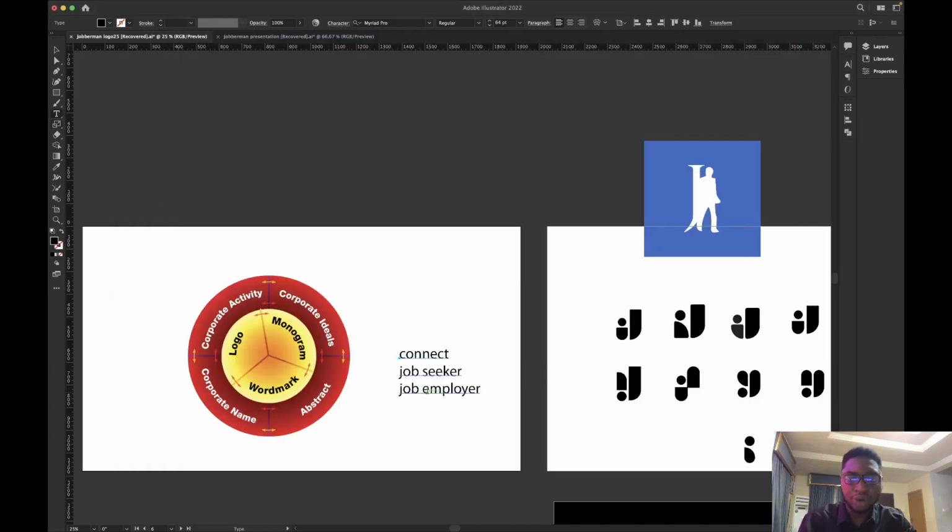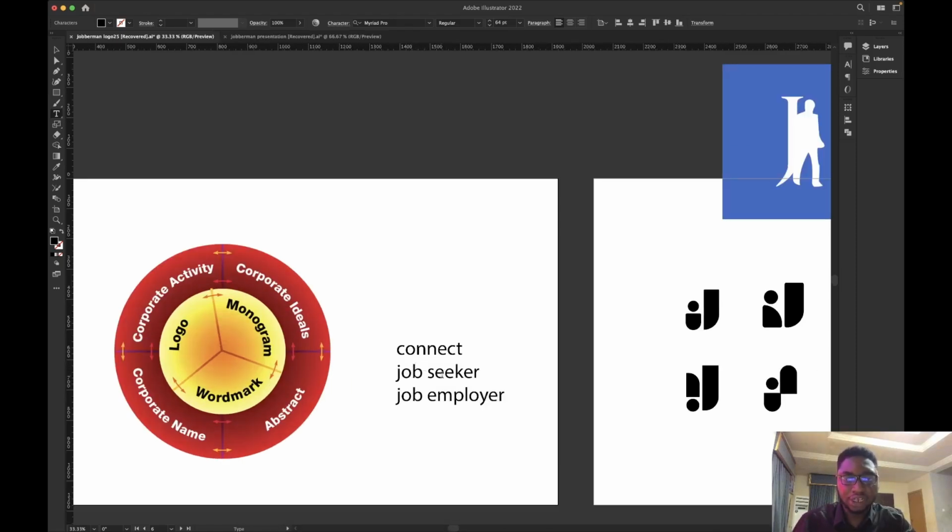For the want of time, I have written down 3 words that you will see here. You see connect, job seeker, and job employer. Another one is friendly, or they are friendly. We'll just have that in mind.